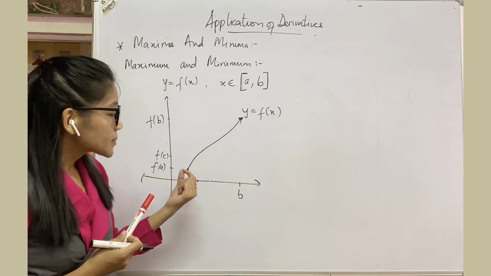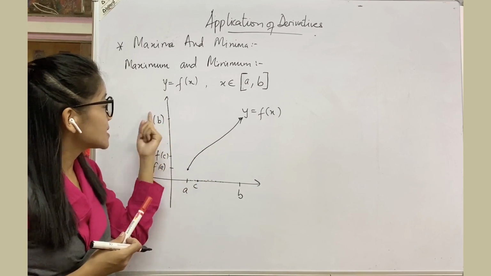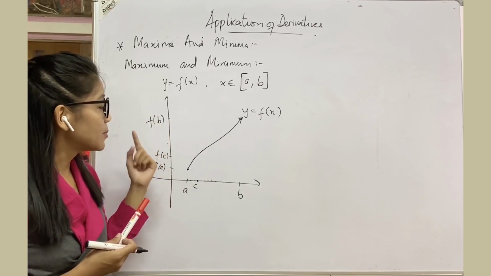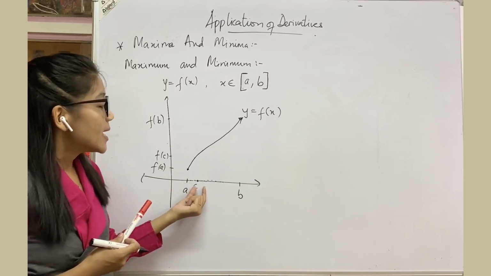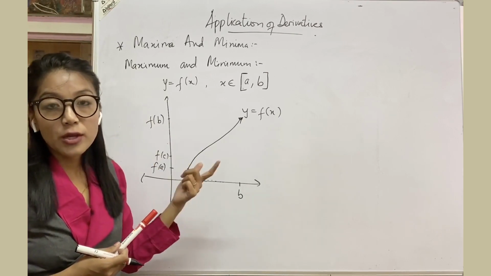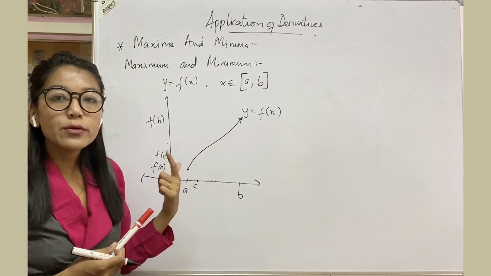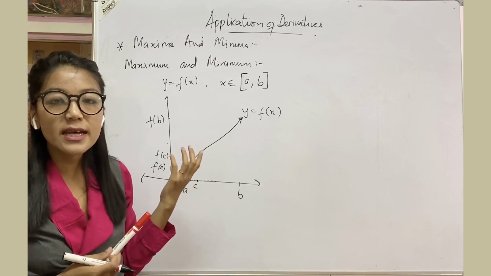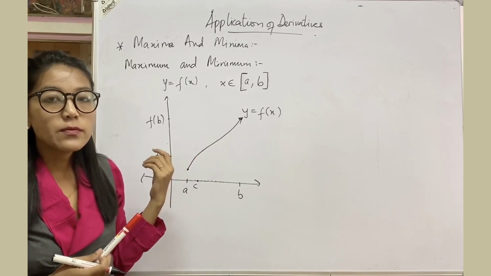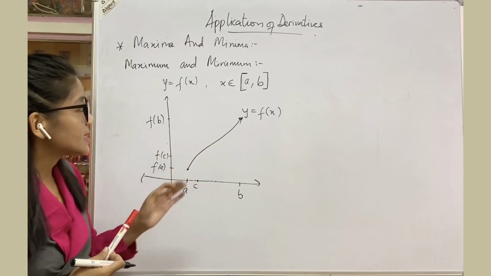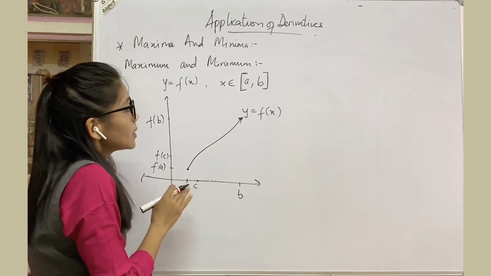So when I say that f of b is the maximum value of the function, it means within this interval, if you take any point and find the function value, you will see that it is less than or equal to f of b. Therefore we say that f of b is the maximum value of the function. Is that clear? Okay, all right.